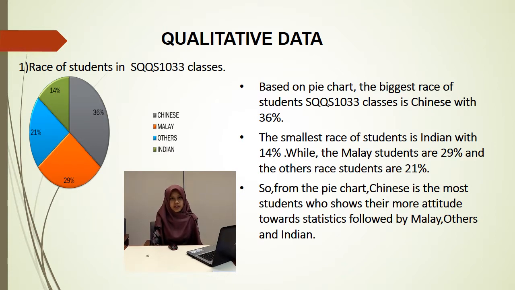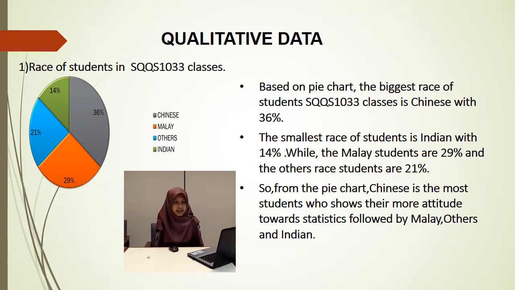Proceed to objective 1: to describe the demography of the students based on gender, race, hometown, admission qualification, CGPA, and salary. Okay. First, race of students in SQQS 1033 classes.